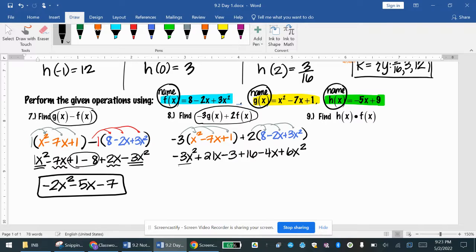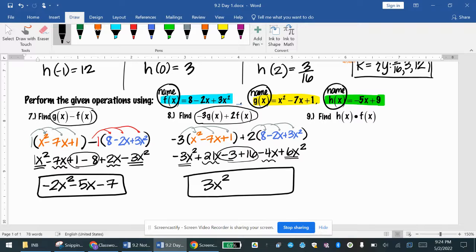Okay, and then we just combine like terms like we did in the other one. Okay, so -3x plus 6x is going to be 3x squared. 21x minus 4, 17x. Y luego, and then -3 plus 16 is 13.